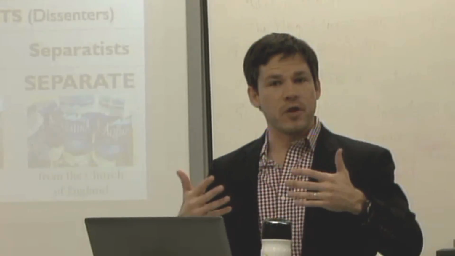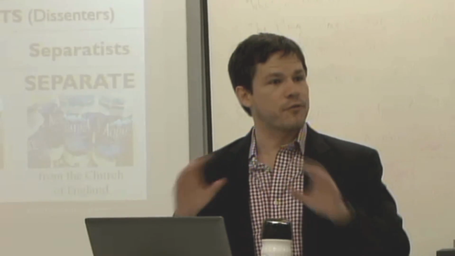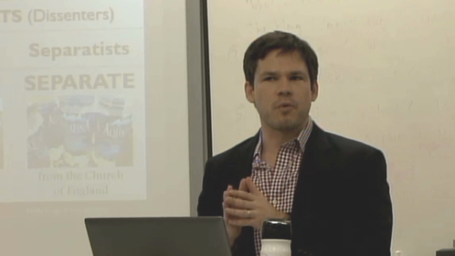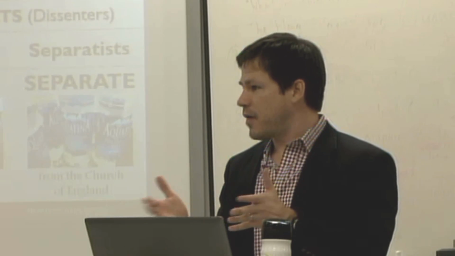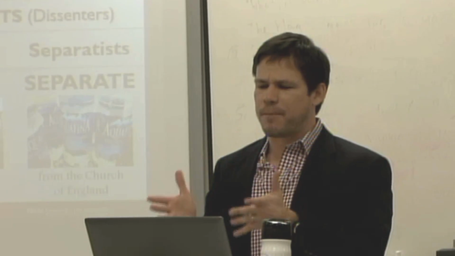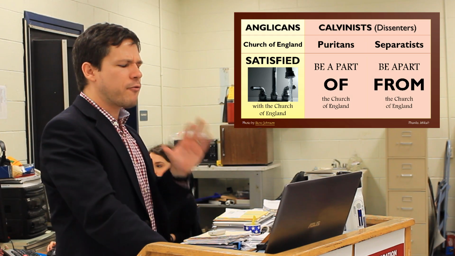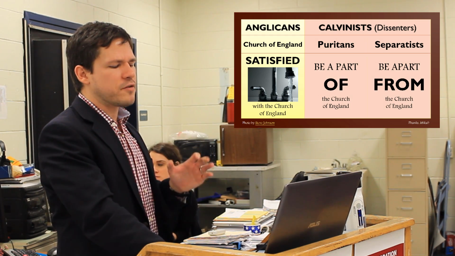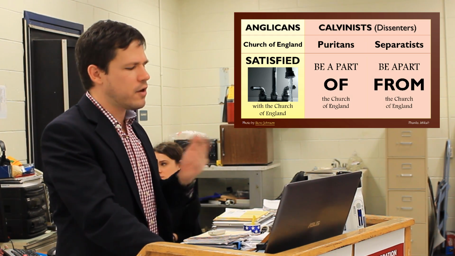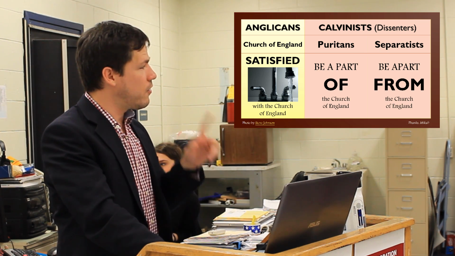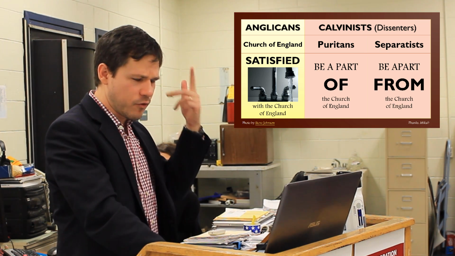Now, that's when some of them come to America, and that's why the Pilgrims were actually Separatists. They were Calvinists, but they were Separatists, and then they were joined by some Puritans at Massachusetts Bay. So some of them left, but others stayed, and that caused a problem later on for the Stuart monarchs. So, as far as the Puritans, they want to be a part of the Church of England. The Separatists, they want to be apart from the Church of England, if you want a little jingle there.